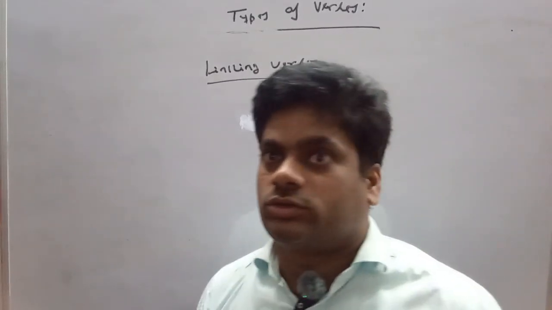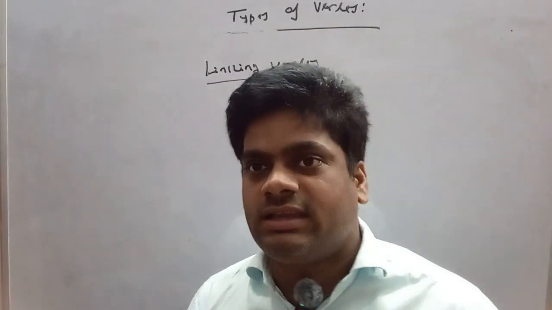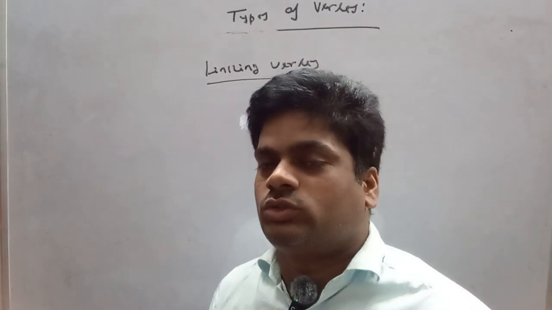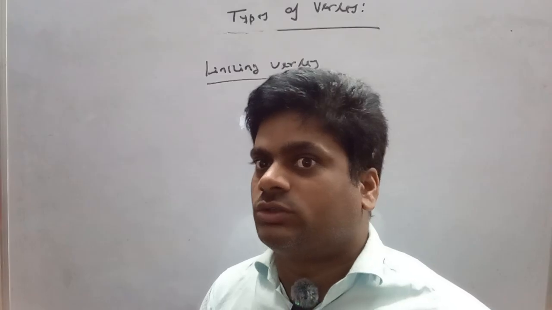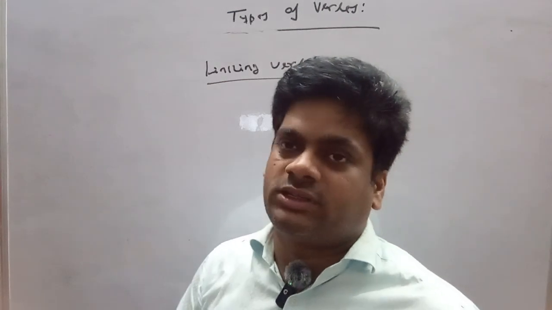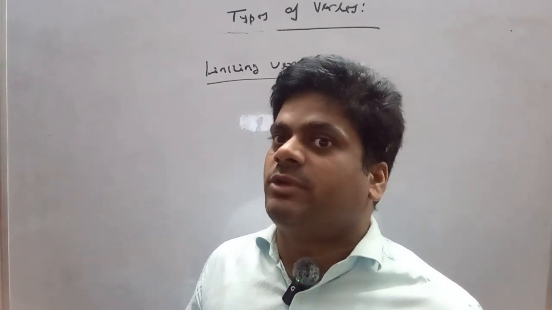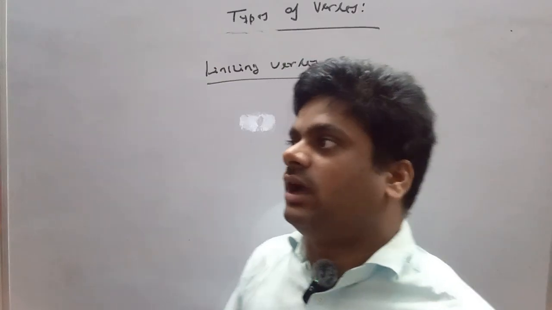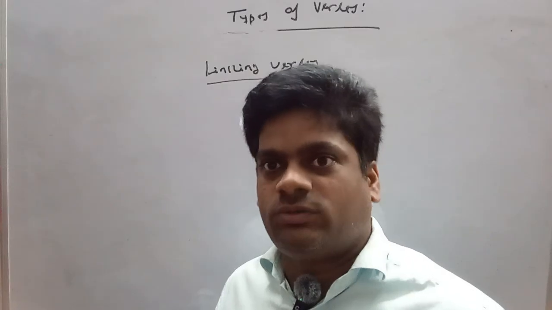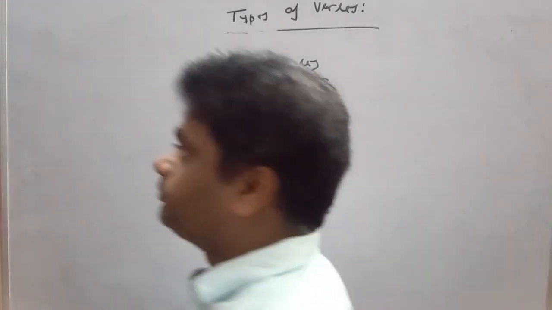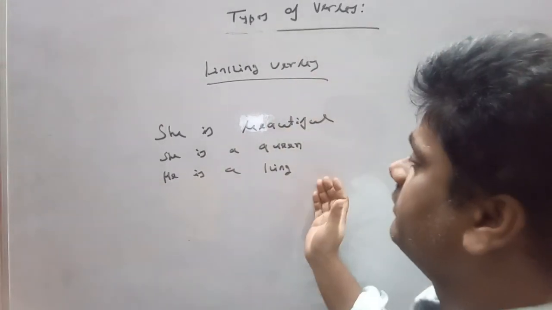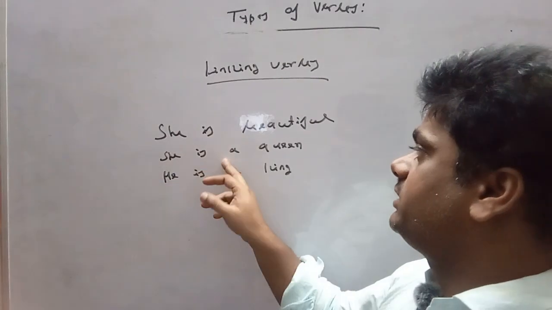Now what we are going to discuss is the linking verb. In case of a linking verb, we refer to those verbs which try to connect the subject to its complement. A linking verb tries to make a bridge between the subject and an adjective or a noun. So guys, these are the linking verbs. She is beautiful. She is a queen.